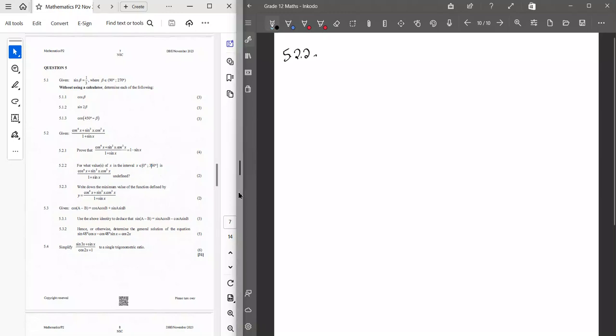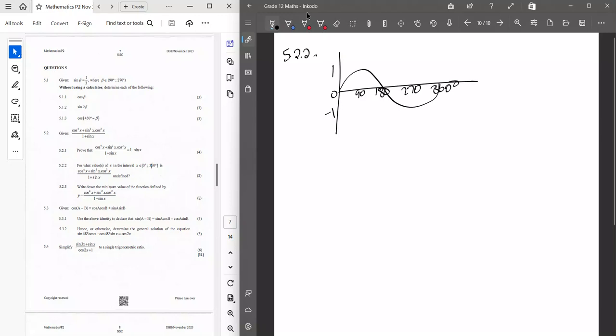5.2.2: for what value or values of x in the interval is this undefined? I want you to know this. Normally, I advise that you draw your graph. So this is your sine graph. Remember, this is 90, 180. Mind you, this is 0, 1, minus 1, 270, 360. I'm using the sine graph because for this to be undefined, the denominator must be 0.